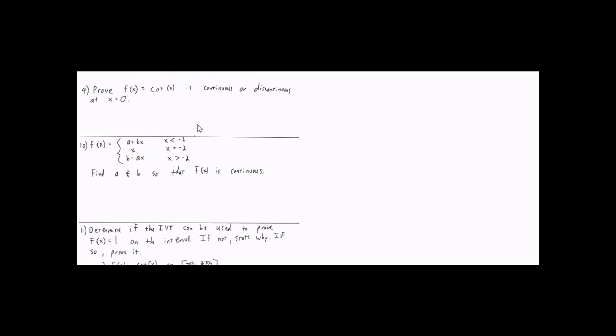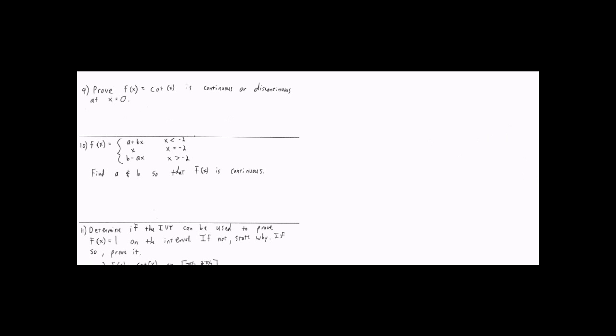Here we are on the last page of this fake limit test that I gave a while ago, like years ago, and you are hopefully following along here. And again, our testing class is going to look something like this. Number 9 is the very last page. Number 9 says prove f of x equals cotangent of x is continuous or discontinuous at x equals 0.